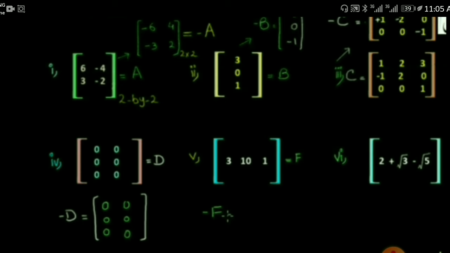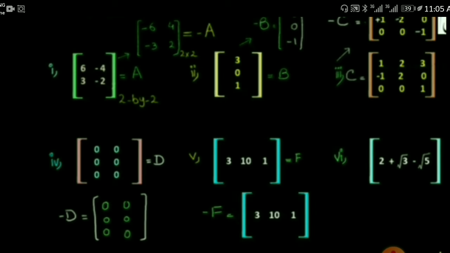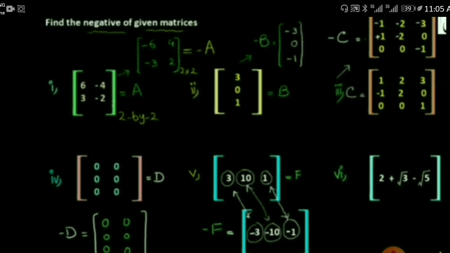If next matrix is F, negative of F will be, again I'm going to copy it. After copying, I will be changing sign of every entry to make it negative of it. Wherever it was 3, minus 3, 10 with minus 10, 3 become minus 3, 10 has become minus 10, and 1 has become minus 1. So it has become negative of F.